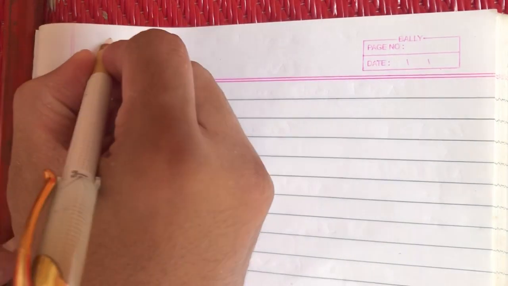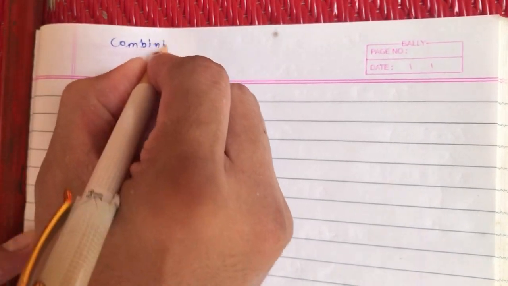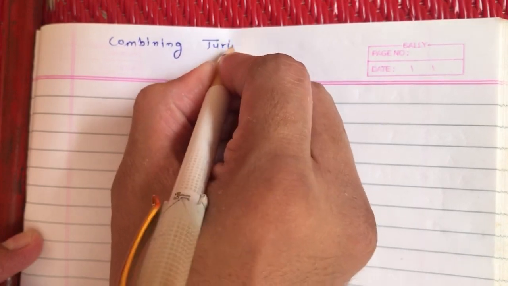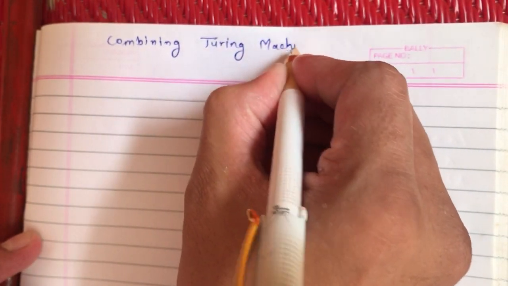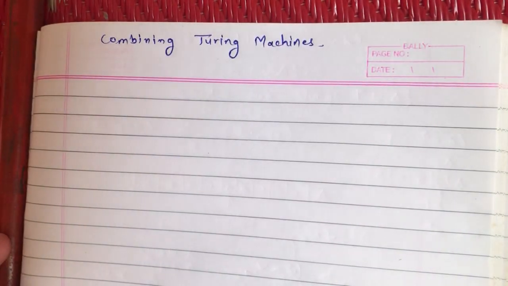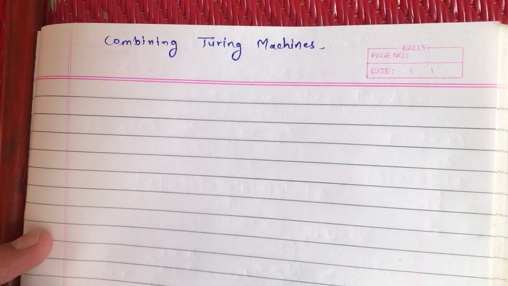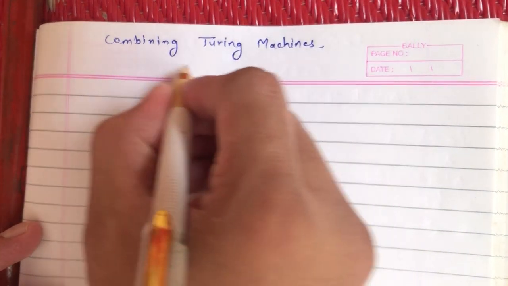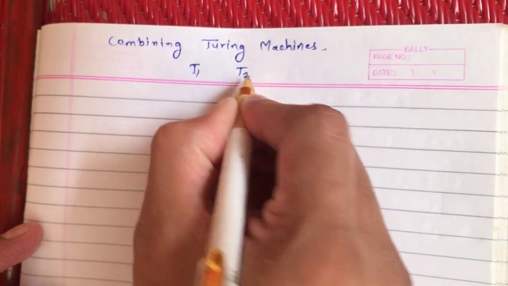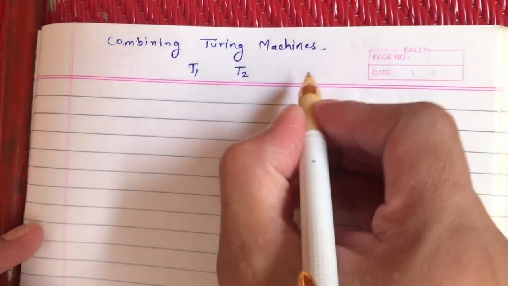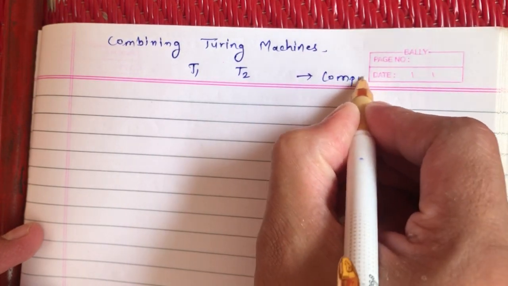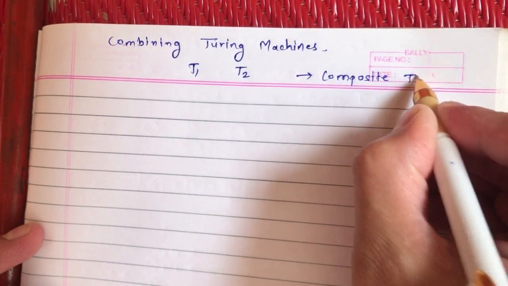In this video, we are going to discuss a new topic, that is combining Turing machines. In the simplest case, we can construct a composite Turing machine by executing the first Turing machine and then by executing another Turing machine. Suppose you have two Turing machines, T1 and T2. From these two Turing machines, we can create a composite or combined Turing machine.